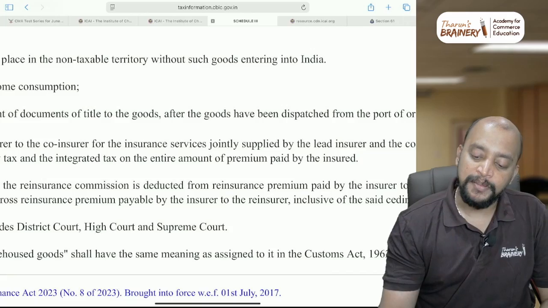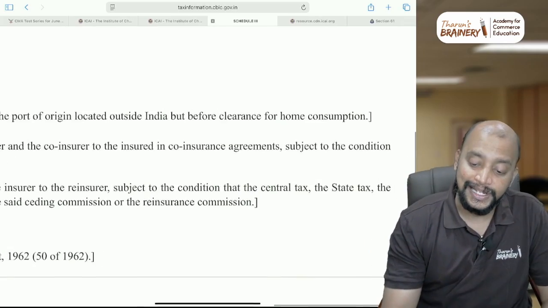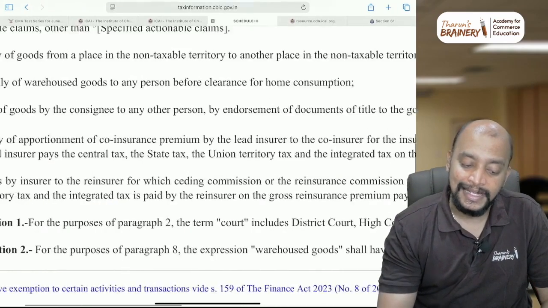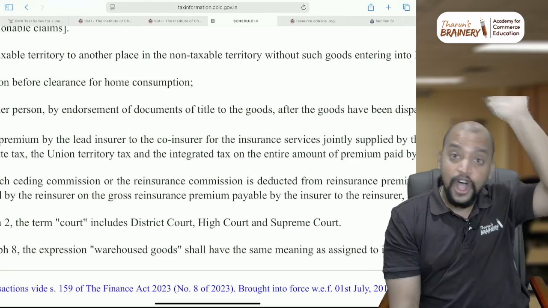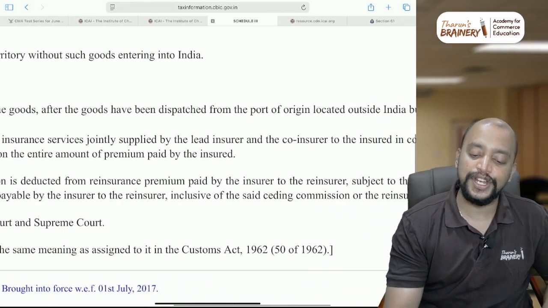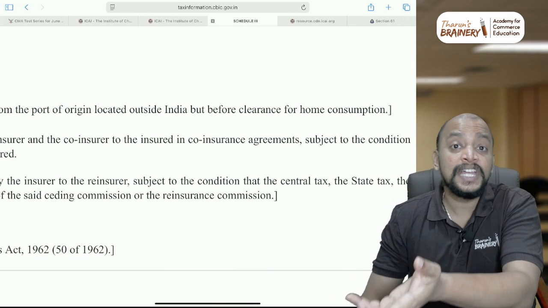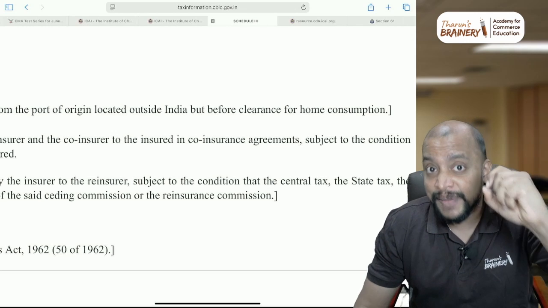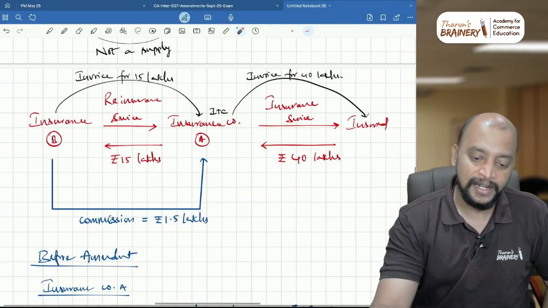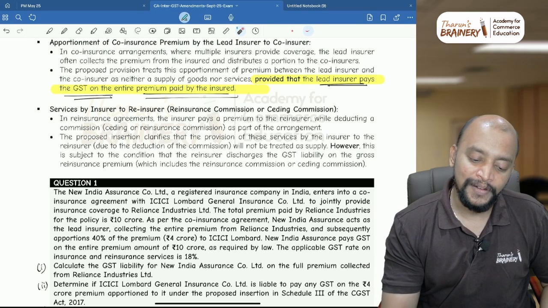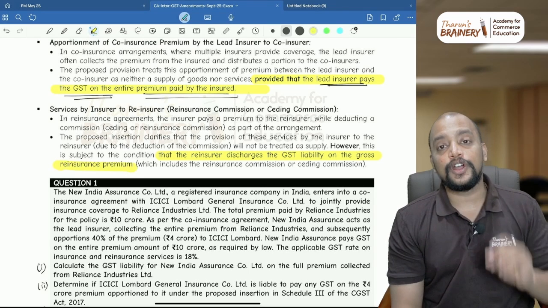Okay. So premium by the insurer to the reinsurer, subject to the condition that, here again they gave, central tax, state tax and integrated tax is paid by the reinsurer on the gross premium payable by the insurer to the reinsurer inclusive of the said commission. Means the reinsurer should pay GST on the 15 lakhs, even though they effectively receive 13.5 lakhs, but they need to pay GST on 15 lakhs. That is a condition. That's what I have also simplified, provided it's subject to the condition that the reinsurer discharges GST liability on the gross insurance premium.